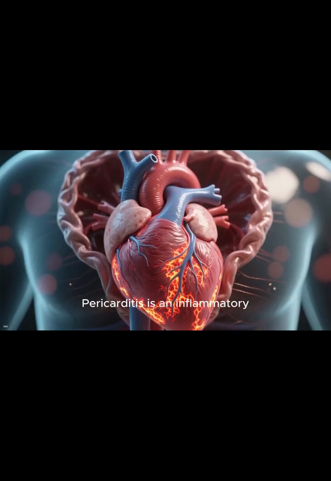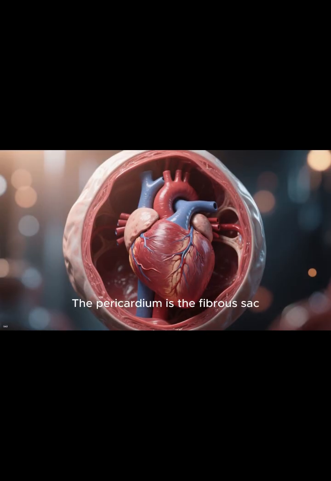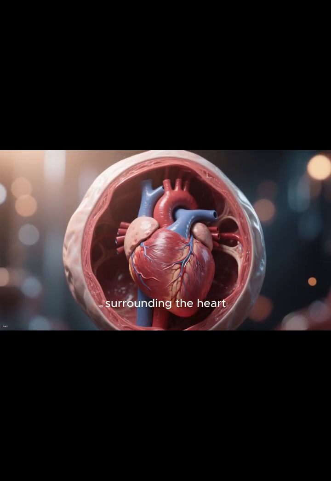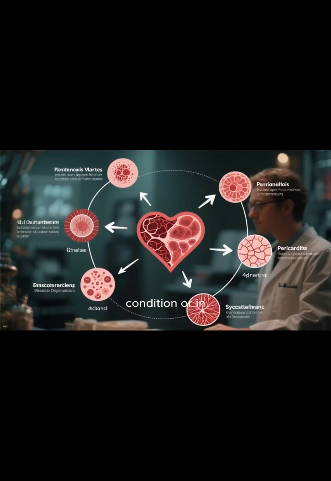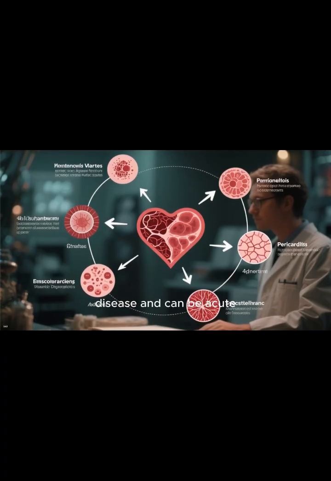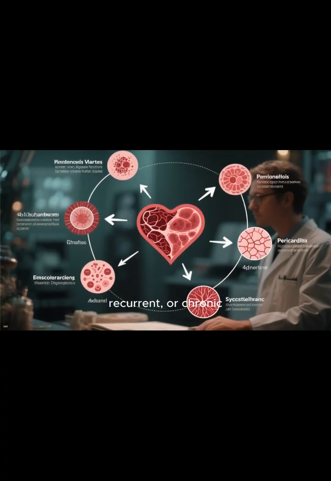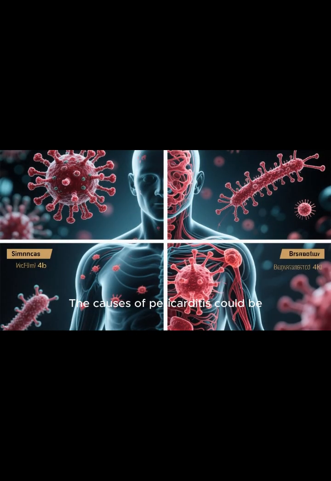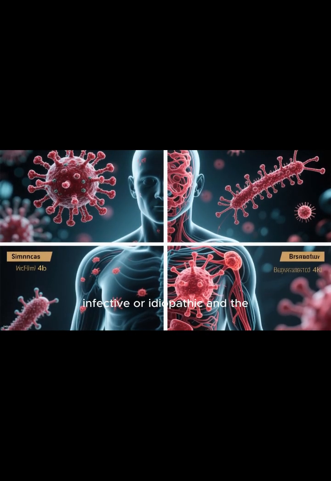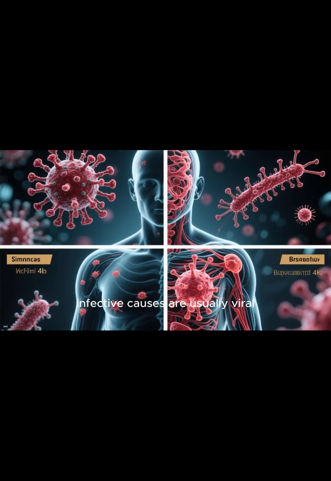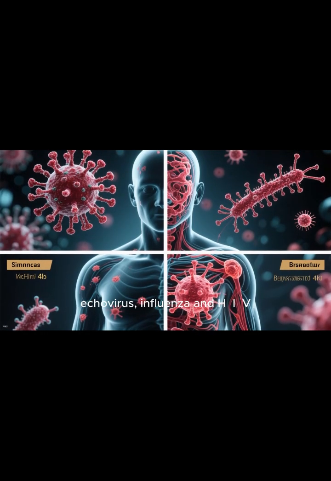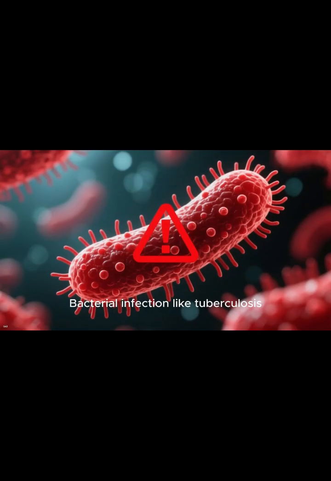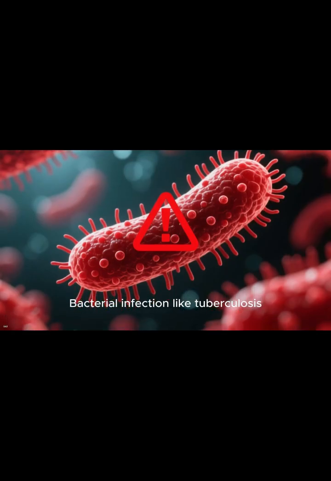Pericarditis is an inflammatory condition of the pericardium. The pericardium is the fibrous sac surrounding the heart. Pericarditis may occur as an isolated condition or in association with systemic disease and can be acute, recurrent, or chronic. The causes of pericarditis could be infective or idiopathic, and the infective causes are usually viral. Examples include Coxsackie virus, echovirus, influenza, and HIV, and bacterial infection like tuberculosis.